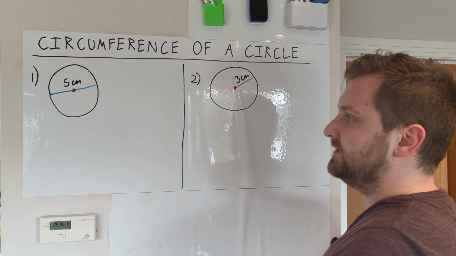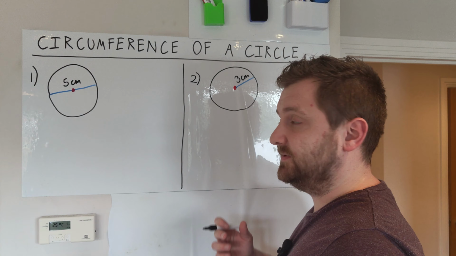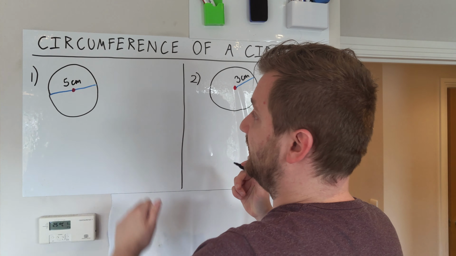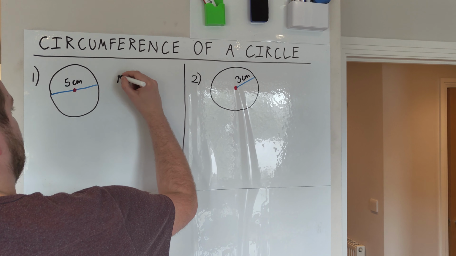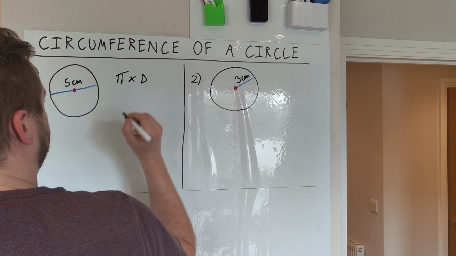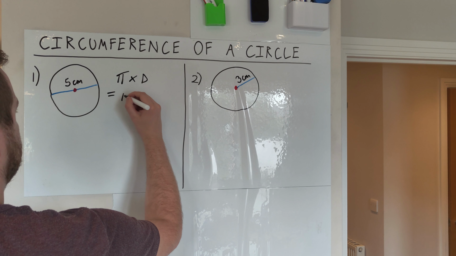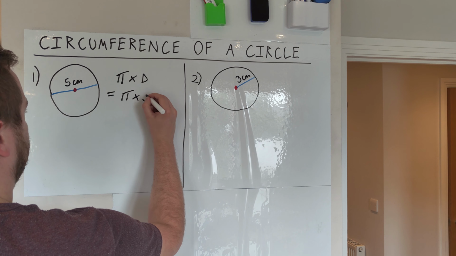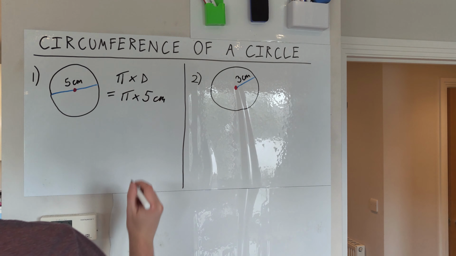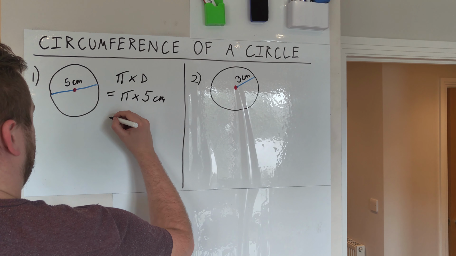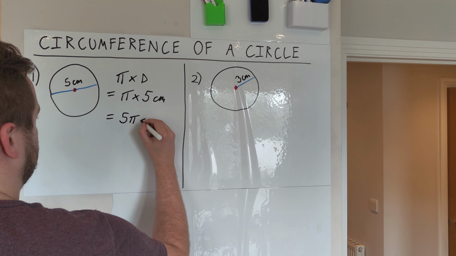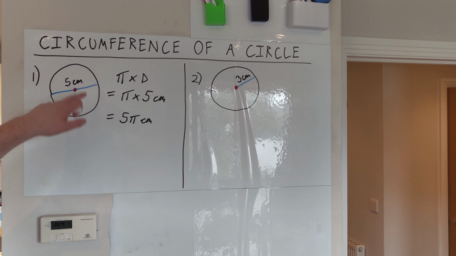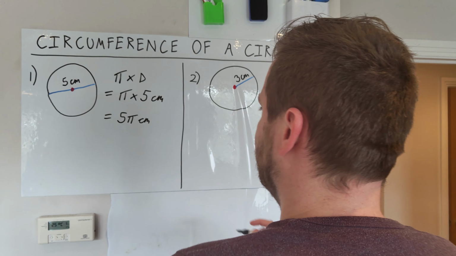So the circumference of a circle is literally pi times its diameter. So in this case, it's 5 centimeters. So it will be pi times its diameter, which in this case is pi times 5 centimeters. And I would probably just write that as 5 pi centimeters. And that's the circumference. So that will be your final answer.